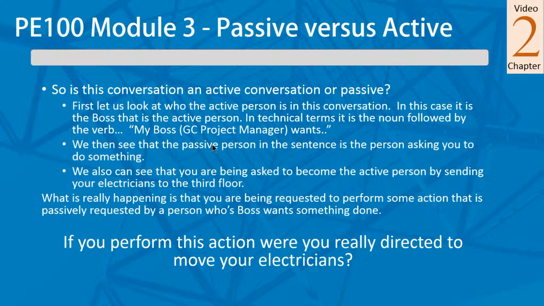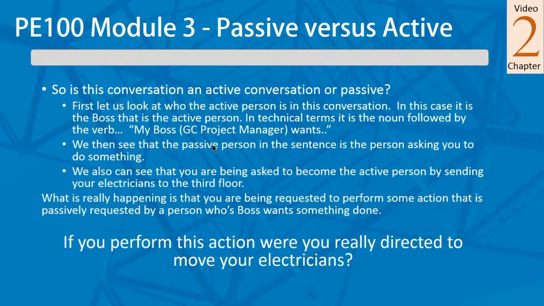So he's kind of wishy-washying around because he's not telling you to do it. He's saying, "My boss is telling you to do it." And then we can see that you're being asked to become the active person by sending electricians to the 3rd floor and doing what he wants you to do. He really hasn't said he wants you to do anything. It's his boss who wants you to do it. And you're going to have to go do something and become the active person just because he asked you to. So what is really happening is that you're being requested to perform some action that is passively requested by a person whose boss wants something done.